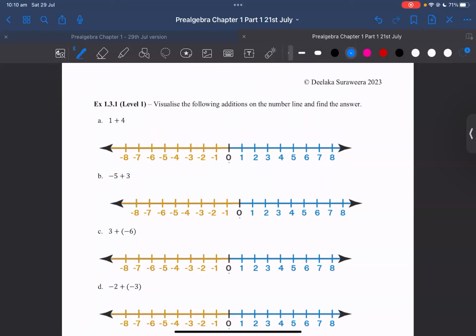You can do it on one number line if you want to. It's probably harder for you to draw 4.